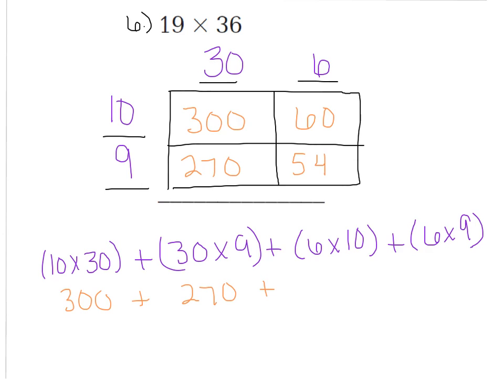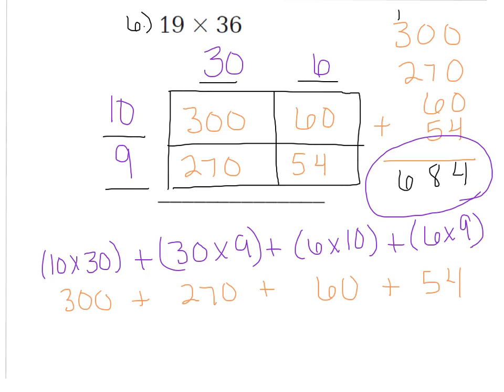In this partial product box right here, we should have multiplied 6 times 10. 6 times 10 is 60. And in our last box, we should have multiplied 6 times 9. 6 times 9 is 54. So those are the partial products we should have gotten. Now we need to make sure we add our partial products to see what our final answer is.